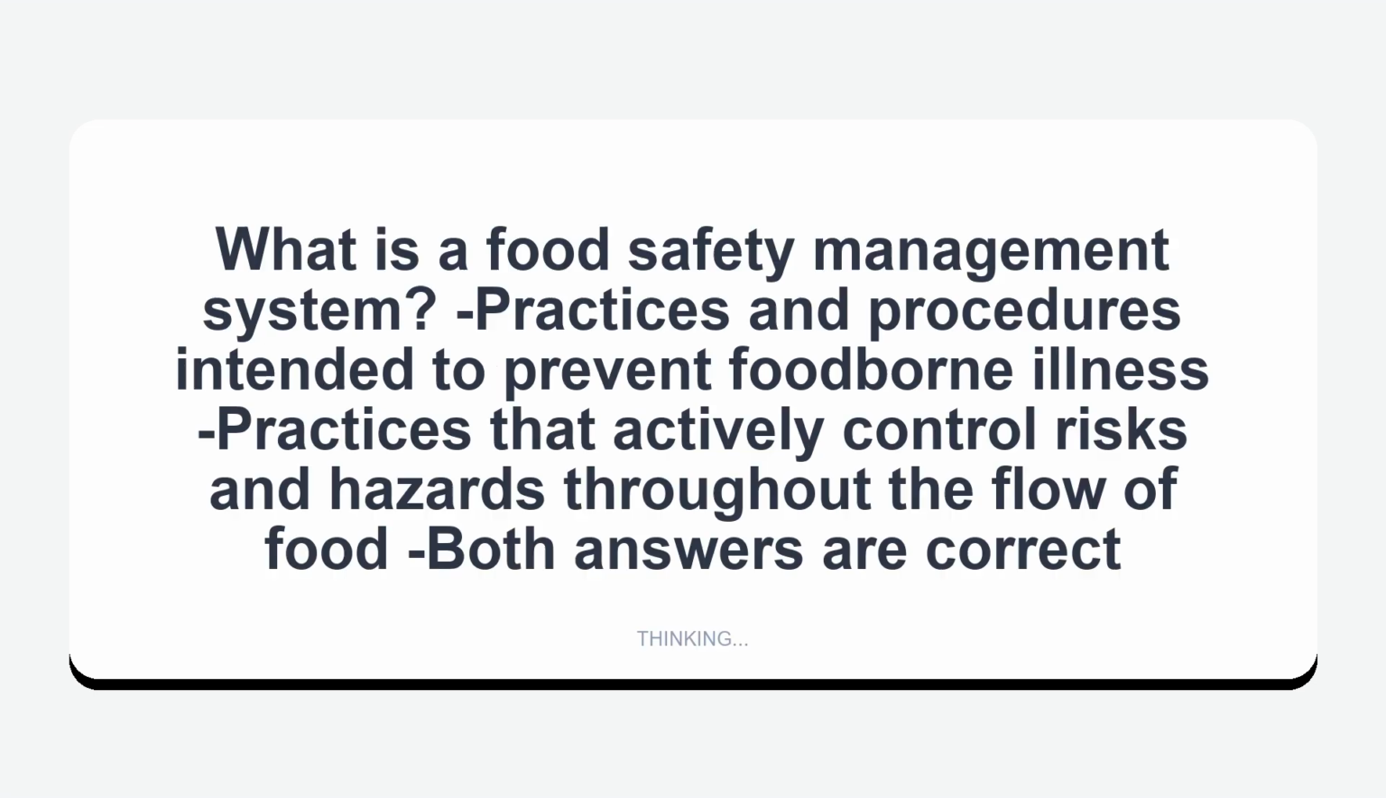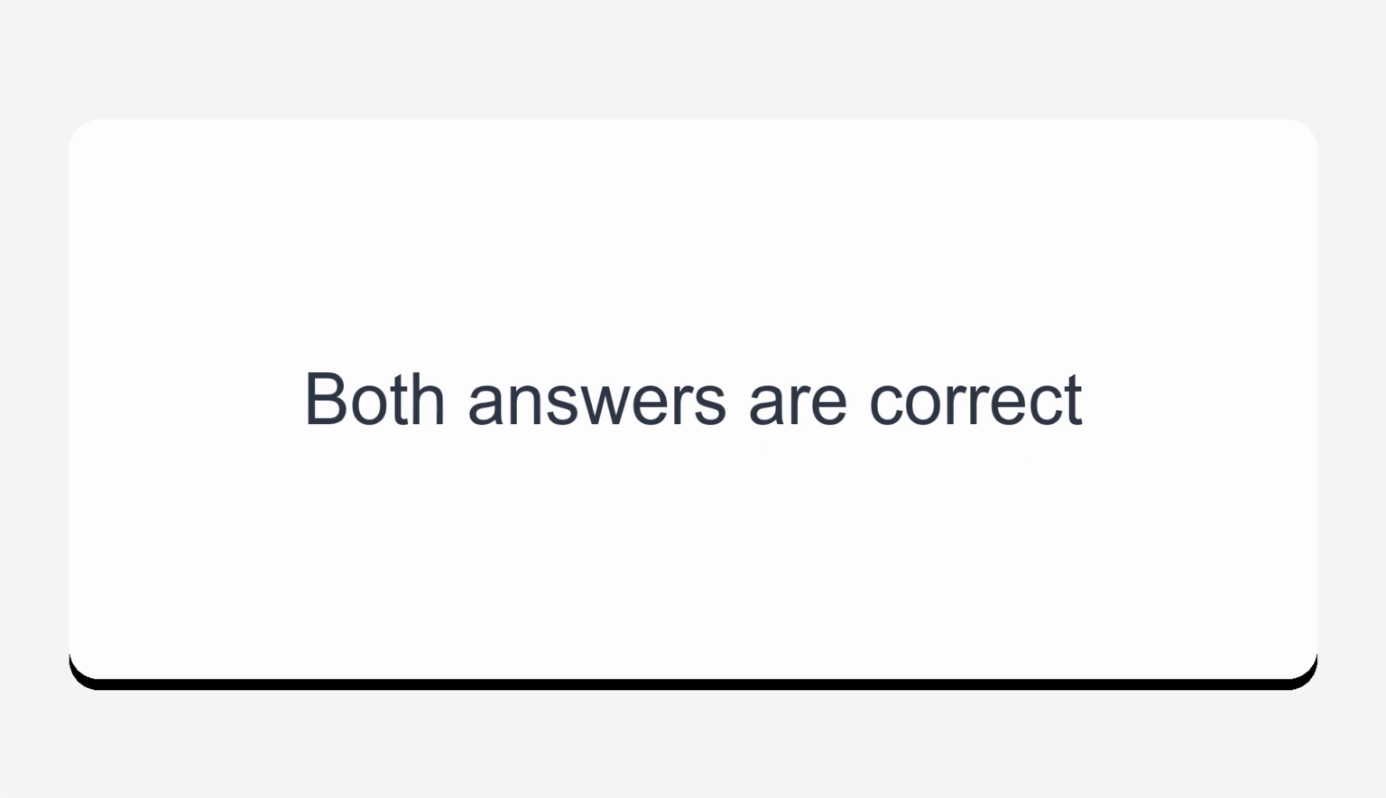What is a food safety management system? Practices and procedures intended to prevent foodborne illness, practices that actively control risks and hazards throughout the flow of food. Both answers are correct.